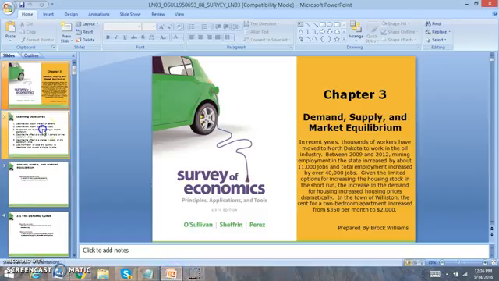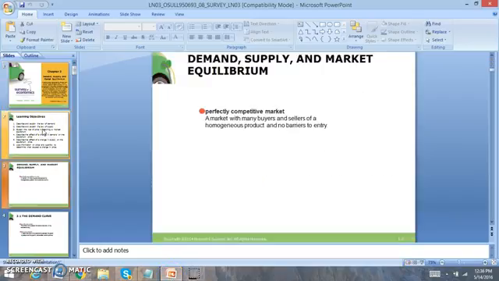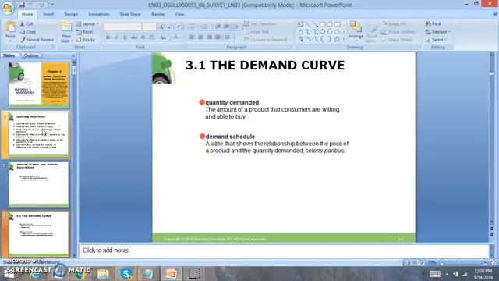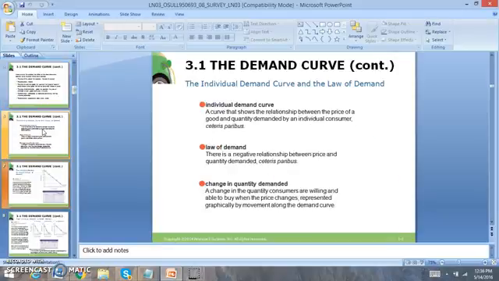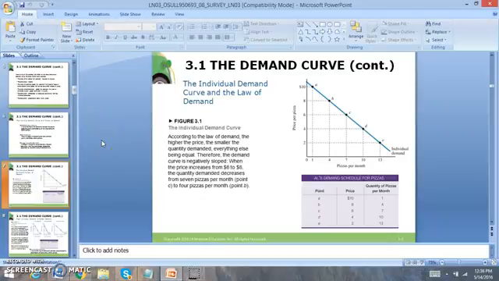So for this week, we're going to look at supply and demand. When we look at supply and demand, let me get to the graph here and make it a little bit easier. Demand deals with buyers, whereas supply deals with sellers. When we look at demand, we're going to be looking at the demand curve. And the first thing we're going to be focusing on is the law of demand.